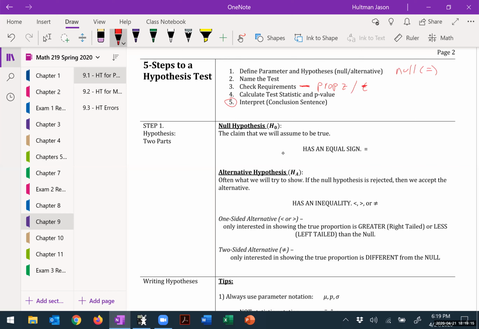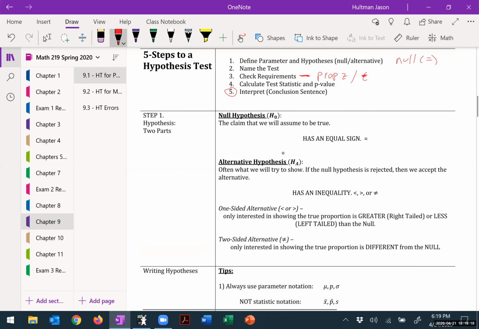So don't forget number 5 here. It's very important. Interpret. Are we going to accept the claim, or are we going to reject it?